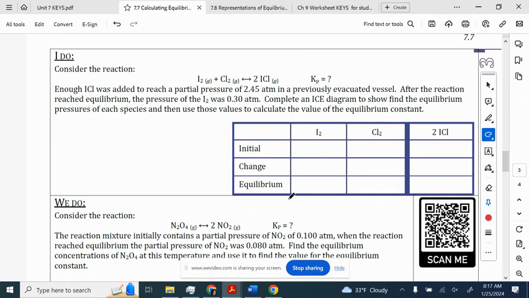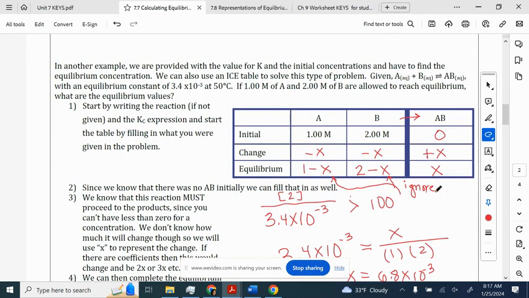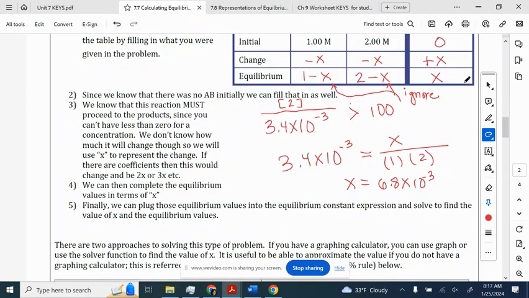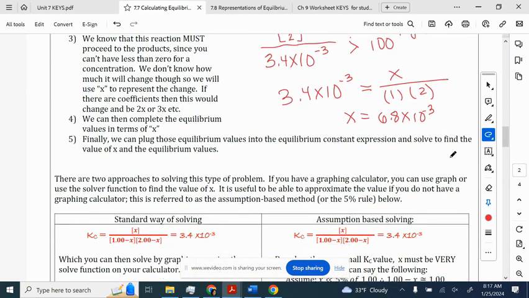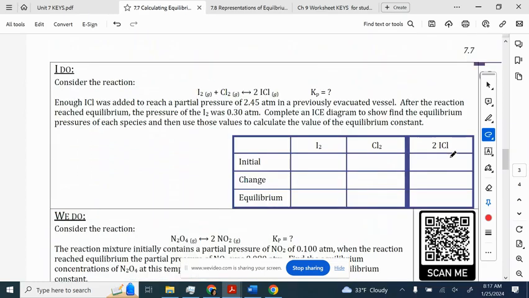Oh, wait a minute. Did we not finish that one up? Did they want us to find the values? So we found that X. Yeah, and we would just assume that that's 1 and 2, and then that is X, so that is the value for that. All right.